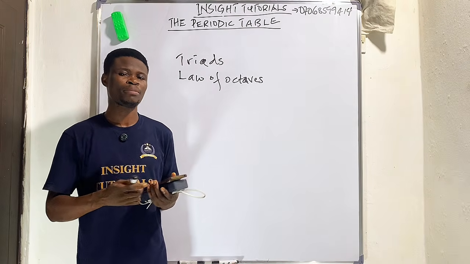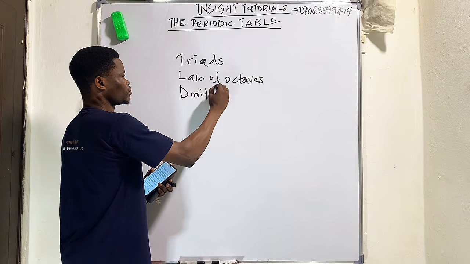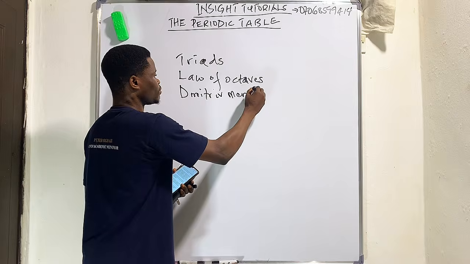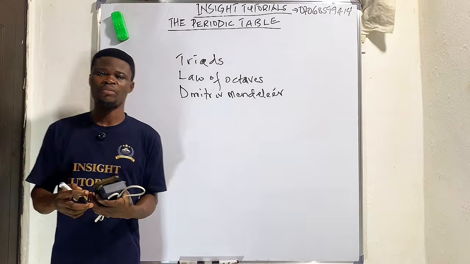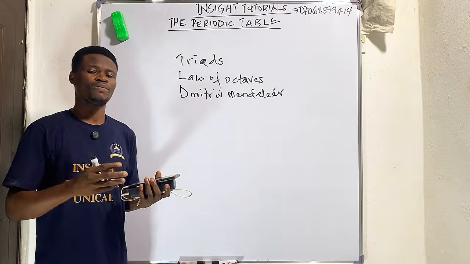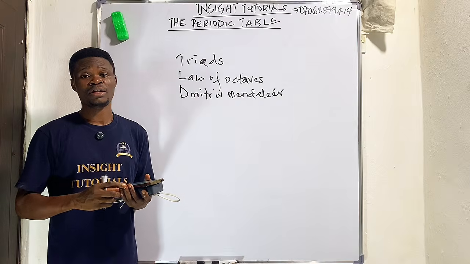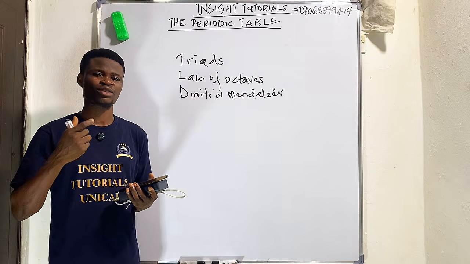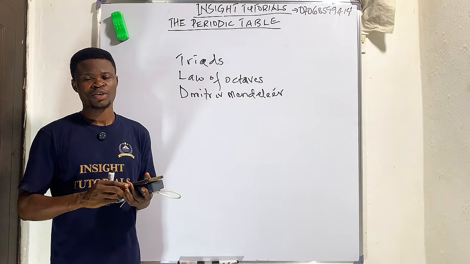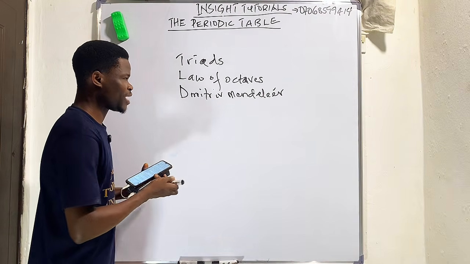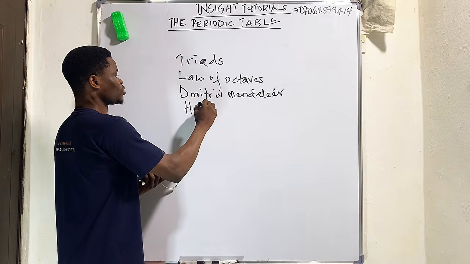Next to him is a popular man named Dmitri Mendeleev. If you're a chemistry student, you'll be very familiar with this name. Dmitri Mendeleev was the first person that proposed that elements are arranged in order of their relative atomic masses. And then lastly, we have a man whose name you need to know in respect to this foundational knowledge of the periodic table.